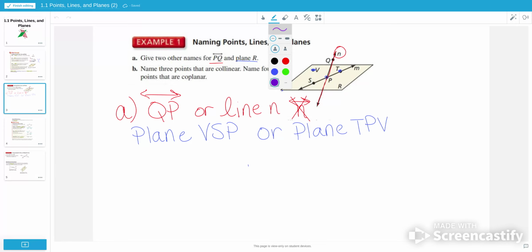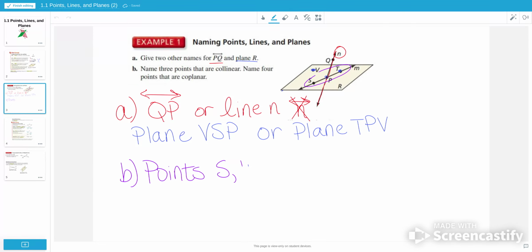All right, part B. Name 3 points that are collinear, and then name 4 points that are coplanar. So co meaning that we're sharing. So 3 points that are on the same line, that are sharing the same line. Well, there's only 3 points that are on the same line anywhere in this picture. So I would specifically say points. And then I would use those 3 points that are on the same line. So I would say points S, comma, P, comma, T. So when we're naming points, we can just use one word, points. I don't have to write point S, point P, but use commas in between when naming.